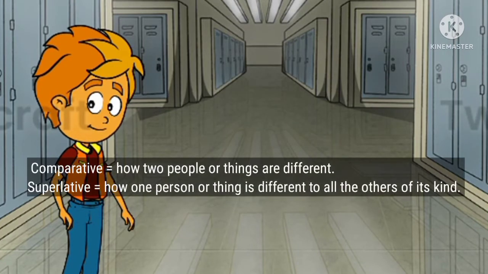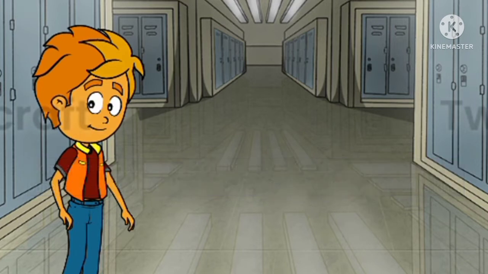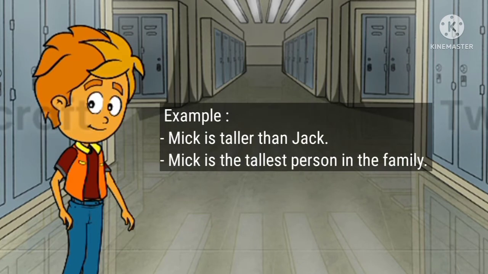We use comparative and superlative to say how people or things are different. We use a comparative adjective to express how two people or things are different. And we use a superlative adjective to show how one person or thing is different to all the others of its kind. For example, Mick is taller than Jack. Mick is the tallest person in the family.